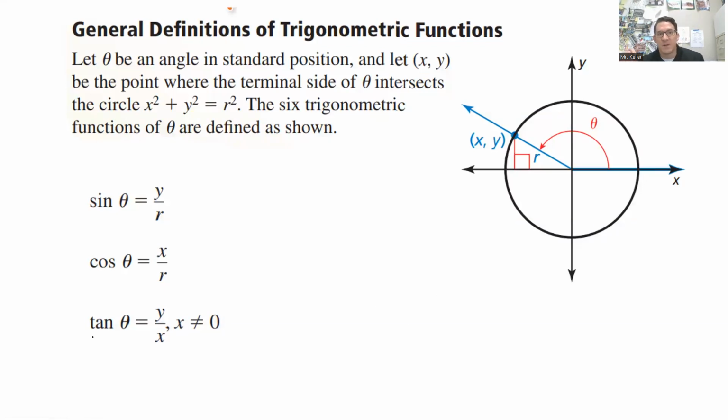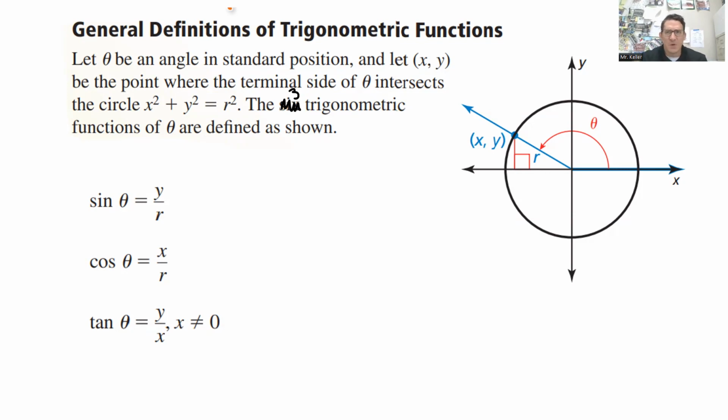The general definition of the trigonometric function. So let theta be an angle in standard position. We talked about standard position with our lessons yesterday. Then let x and y be the point where the terminal side of theta intersects the circle x squared plus y squared equals r squared. There are 6 trigonometric functions. We are only doing 3. When you get into pre-calculus, you will do 6. So we have sine, cosine, tangent, then there's secant, cosecant, and cotangent. We're just going to do the 3 that we've been doing with SOHCAHTOA.